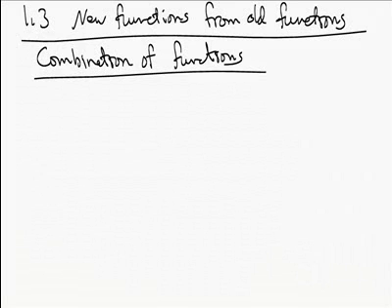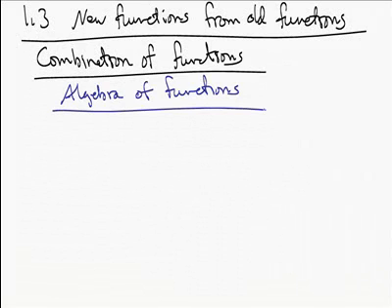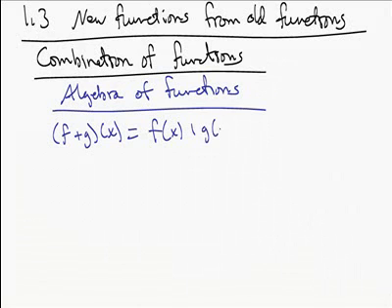We're going to look at some algebra of functions, combination of functions mainly, and what we mean by that is just doing some algebraic operations on these things: adding them, subtracting them, multiplying and dividing them. We can do that to functions just like we can do it to numbers. And we do it pointwise. What we mean by that is, f plus g of x is equal to f of x plus g of x.